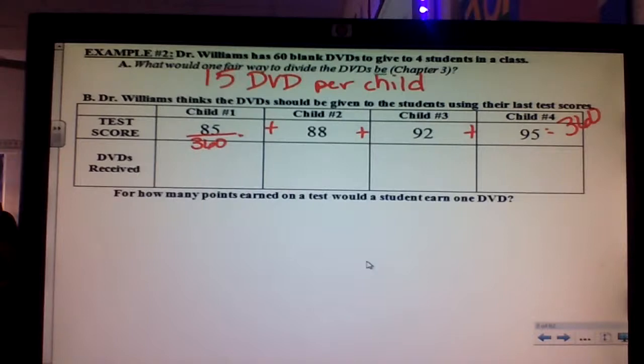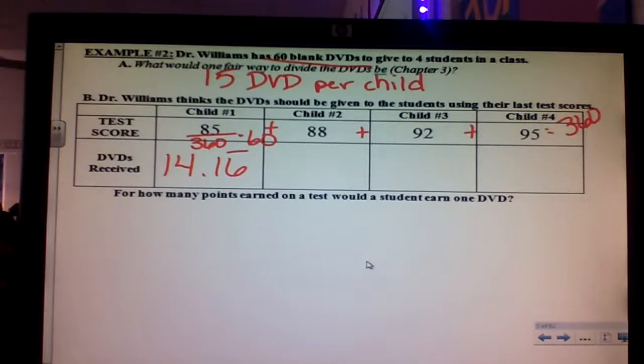What am I then going to multiply that by to figure out how many DVDs they get? 60. Oh, you got 60 blank DVDs. That's right. What am I giving out? 60 blank DVDs. I have to figure out what part of the DVDs that person gets, so I have to multiply it by the total amount of DVDs. 14.16 repeating. Yeah. That's what I got.